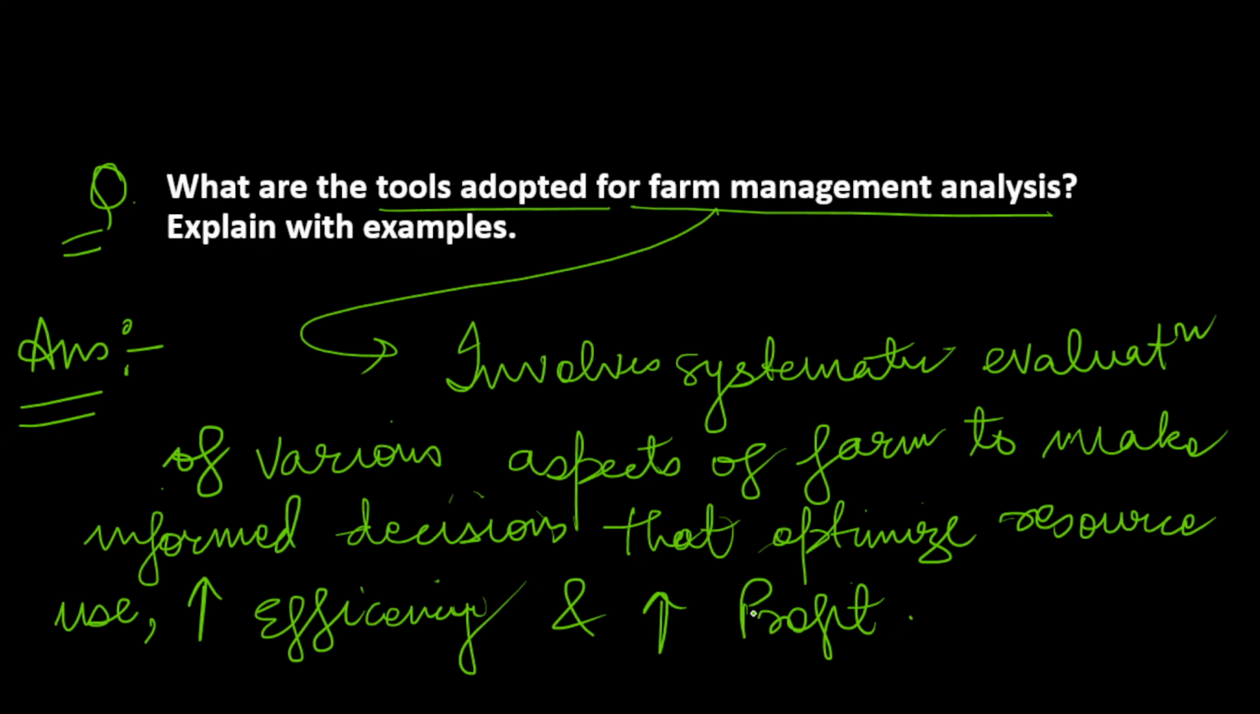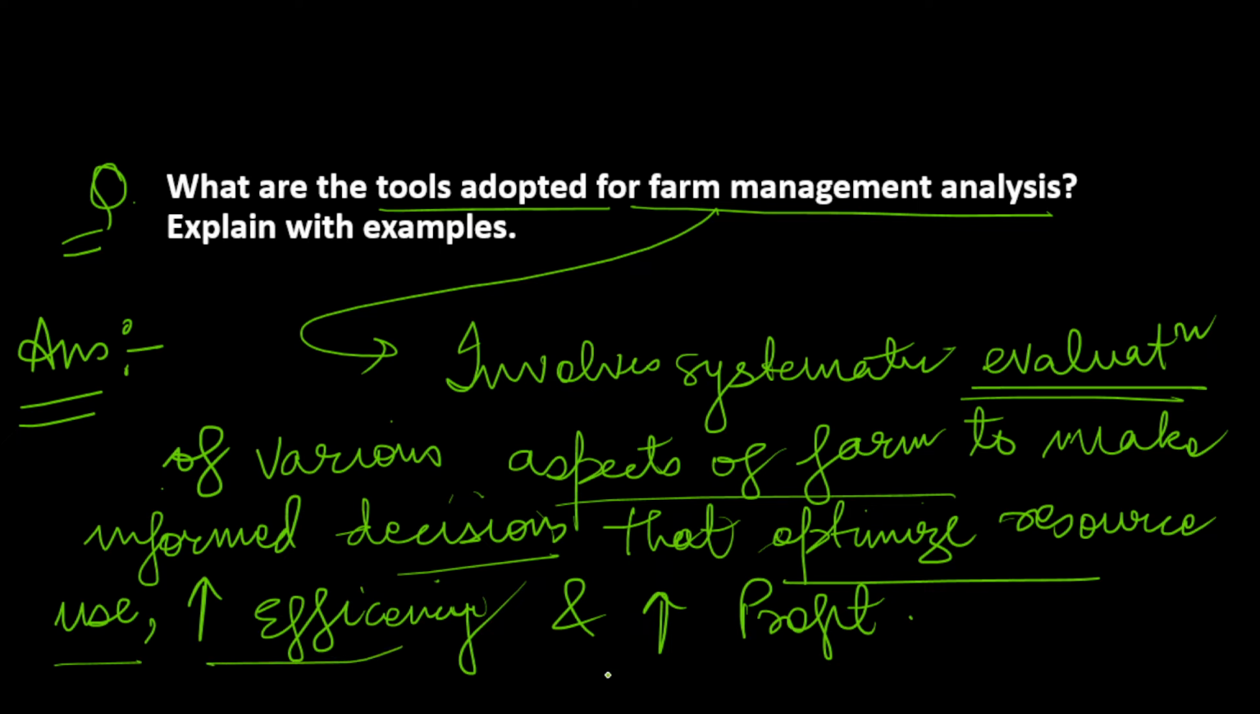So what is this farm management analysis? Here we are doing evaluation. We are not actually managing, but we are evaluating our management. Okay, so just keep that in mind. So here we are doing an evaluation of various farm aspects, so that next time we can make informed decisions that optimize resource use, increase efficiency and increase profit. So this is how we can define farm management analysis. Simply keep in mind that we are analyzing how we managed our farm. So that is what farm management analysis is.